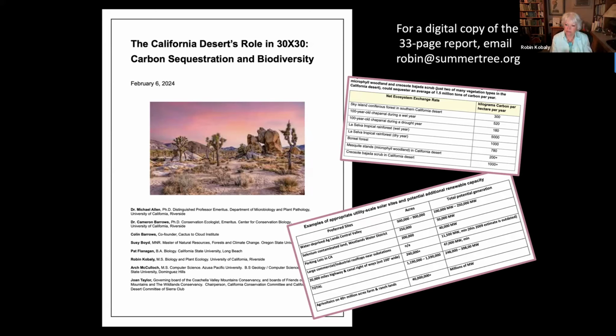It has things in it that you might be able to use in your advocacy quiver, like examples of appropriate utility scale solar sites, and how much land is already pre-disturbed in California that could be used for large scale development without going into intact soils. If you are interested in that, just email me at robin@summertree.org and I will send you a digital copy to pull out whatever might help you in your battles.